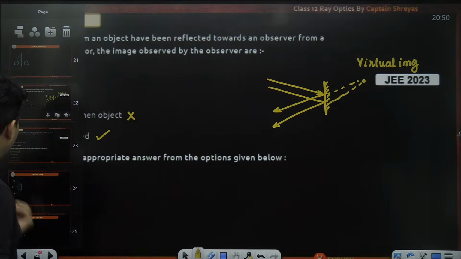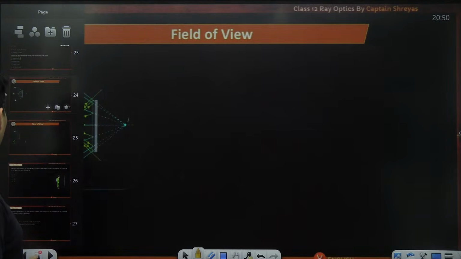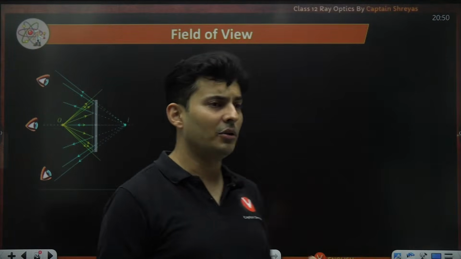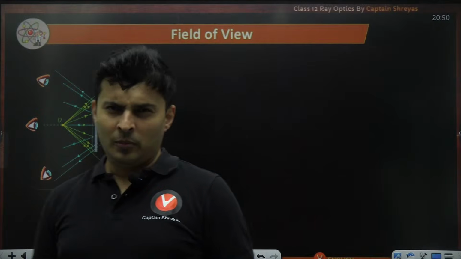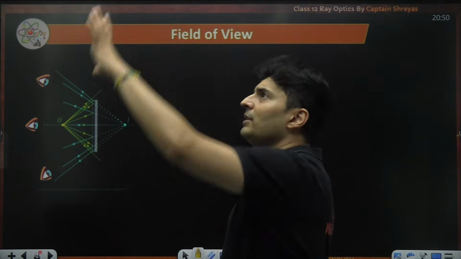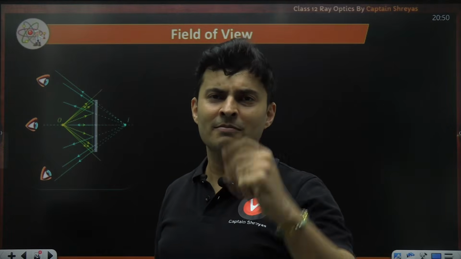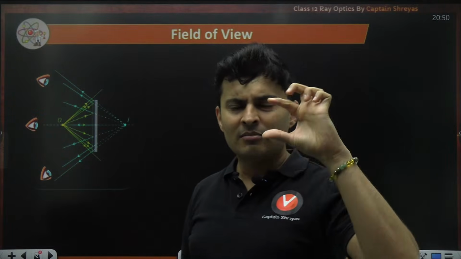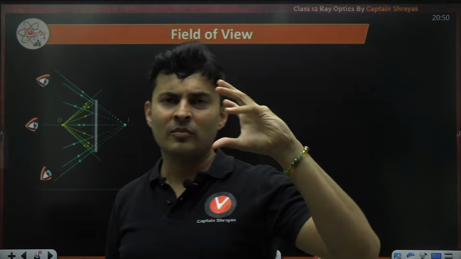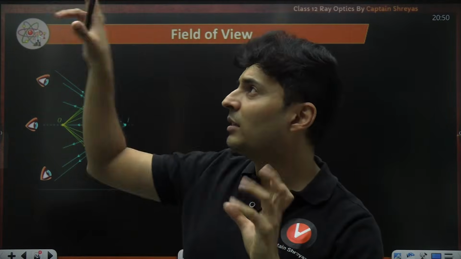Let's move now to the next concept in the plane mirror, where again you might find a couple of questions, which is field of view. Imagine I have the moon in the night sky, and I want to see the moon in my mirror. What should be the size of the mirror that will be needed? How much radius of the mirror will be needed if I take a circular mirror to see the moon?